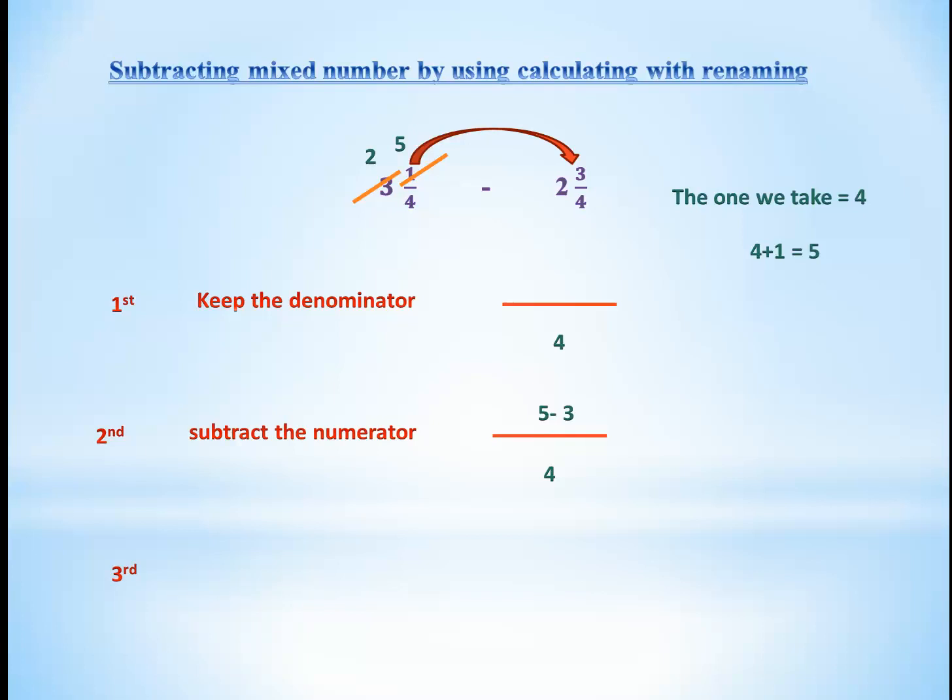Third, subtract the whole numbers. 2 minus 2 equals 0. And 5 minus 3 equals 2. And the denominator as it is, 4. So it will be 2/4.